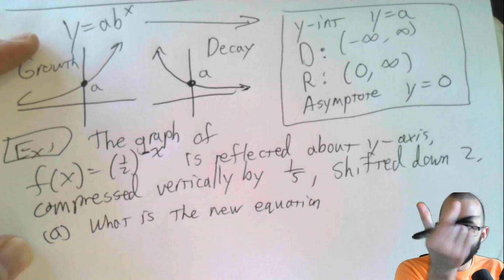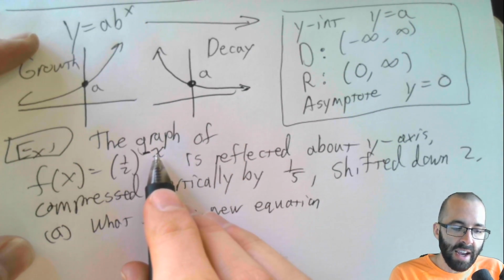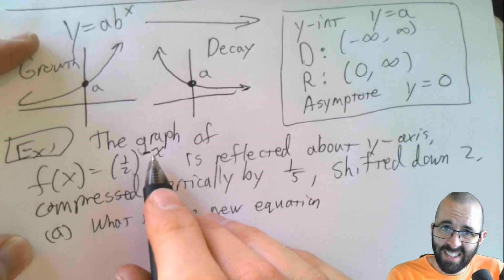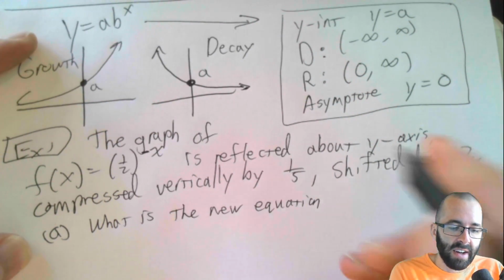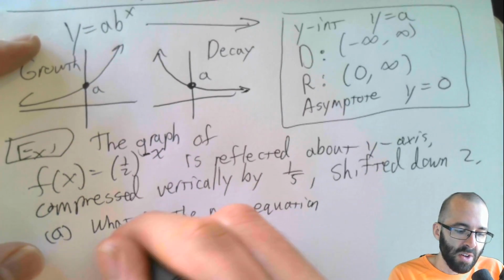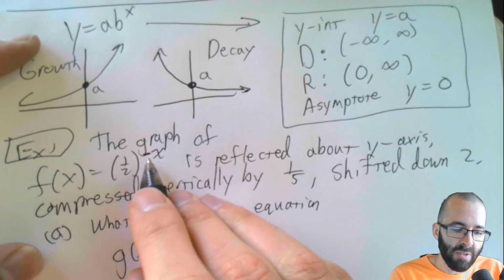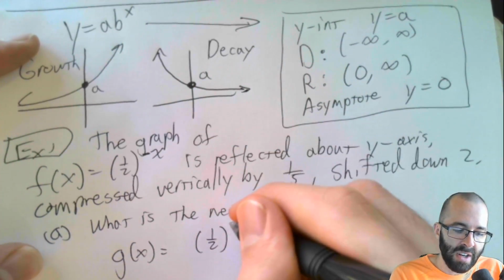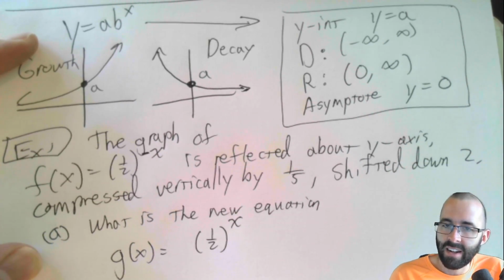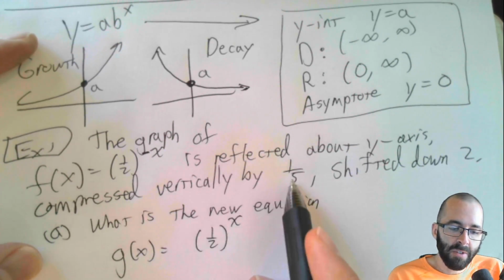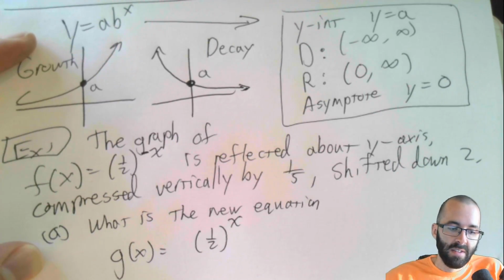So reflecting about the y-axis, it's a horizontal reflection. Horizontal change means on the inside by the x. So in this case, inside means the exponent. It's always where the x is when we say inside. All right, so it's getting reflected. So let's call it g of x. Still going to have that 1/2, but it's getting reflected about the y-axis, which means we put a negative by the x. Well, there already was a negative by the x, so 2 negatives by the x is going to make that x positive. Getting compressed vertically by 1/5. Vertical change is going to be on the outside.